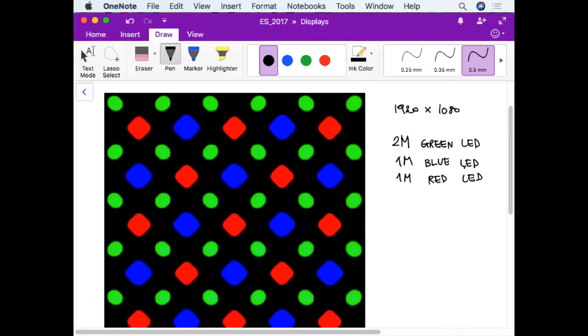And the reason for that is because you know that the eye has a lower definition on the colors, so you need a high definition for the intensity. But even if for the colors you have a smaller definition, it works. The eye does not notice, basically.